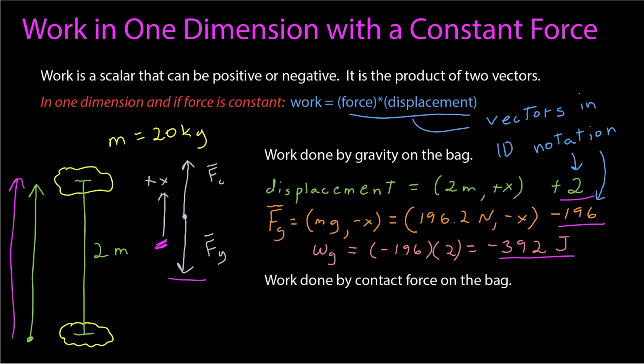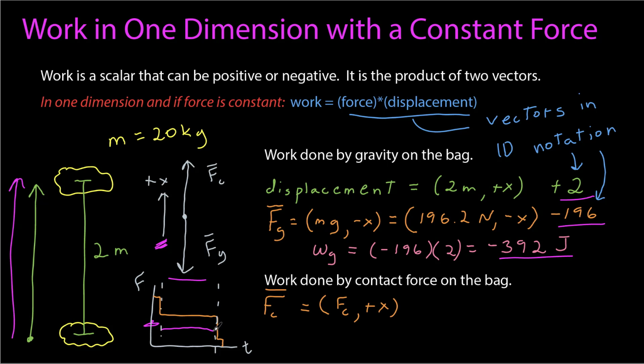What is the work done by the contact force on the bag? The contact force has some magnitude, and it's pointing in the positive x direction. And we really don't know what that is. So let's specify this a little further. If I'm lifting up this bag, I can think of there's this initial period where I have a high force where I'm accelerating it. Let's say I lift over this 2 meters at a constant force where the object itself is going at a constant velocity, then it slows down at the end a little bit.